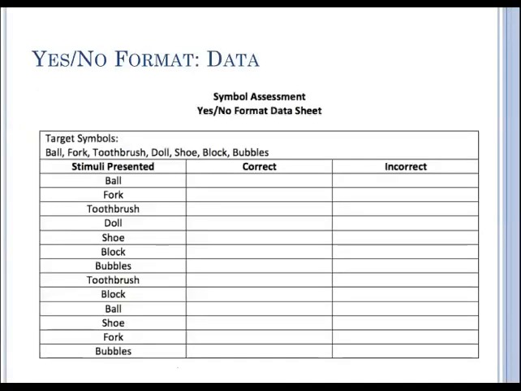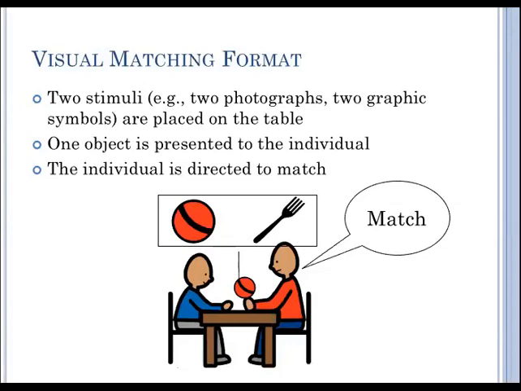And then again, you want to have a way that you're taking data. This is one way that you could do it, where you just list all of the stimuli that are presented, and it's either correct or incorrect. You gather the information from the assessment that way. And then finally, there's this visual matching format. Like I said, this is the one that I use most often, pretty much always. I can't even think of a time when I've used any of the other formats with any of my clients.